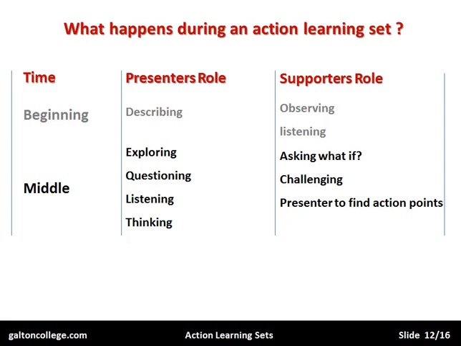And the presenter is to find action points. So they're trying to all the time ask these questions, and at the same time prioritize what needs to be done, and try to figure out what are the action points, what needs to be done to solve the problem, whatever the problem is.